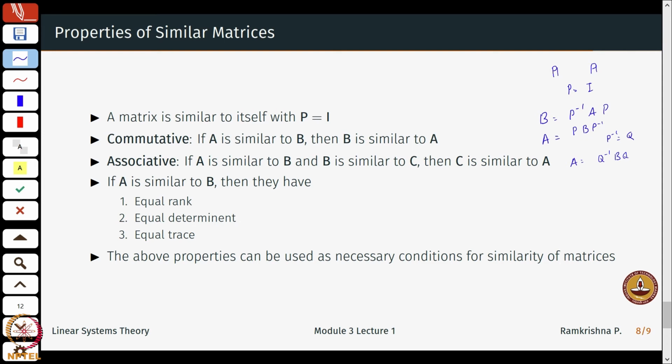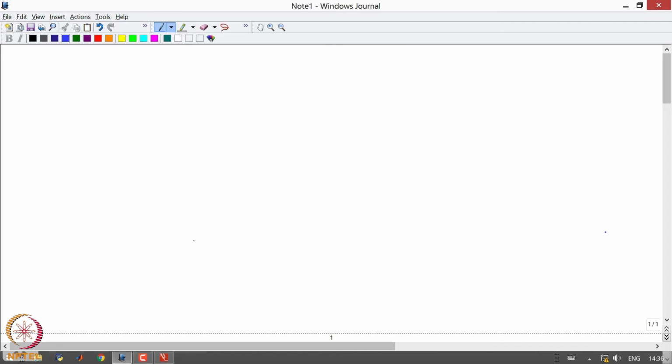Okay. So, if A is similar to B, then they have equal rank, of course, they have equal determinant, they also have equal traces, right. So, we just do some things here. Why is this important, first from the control point of view? Most of our examples would look like this.